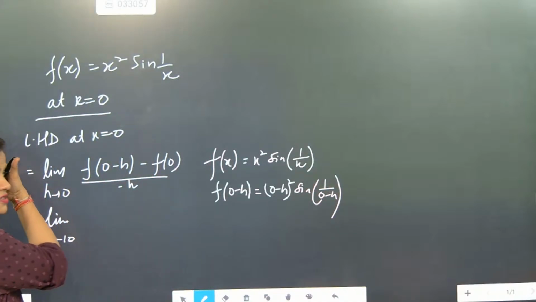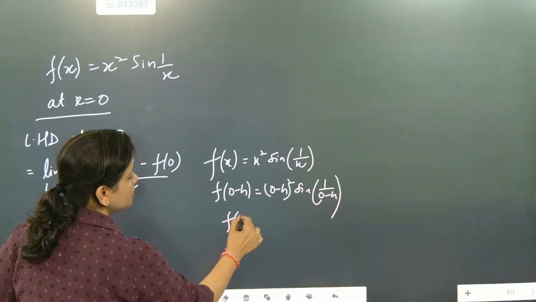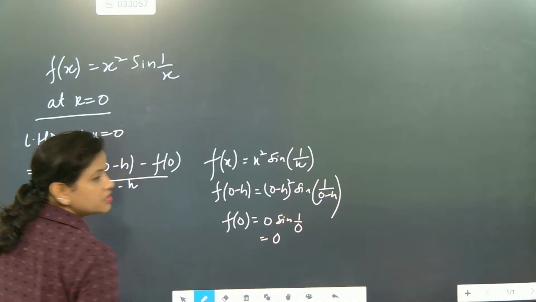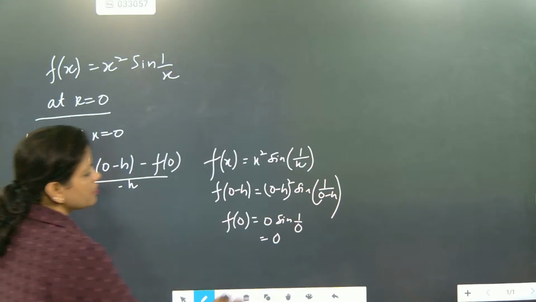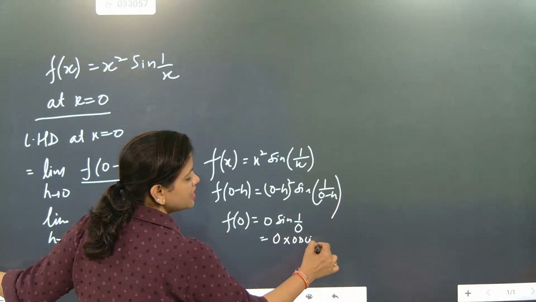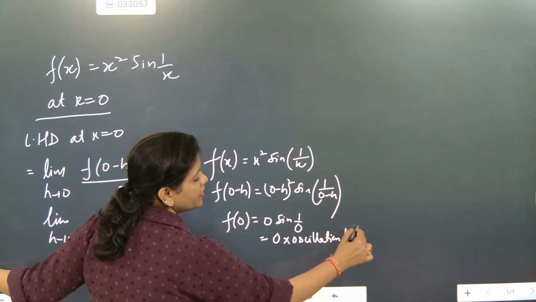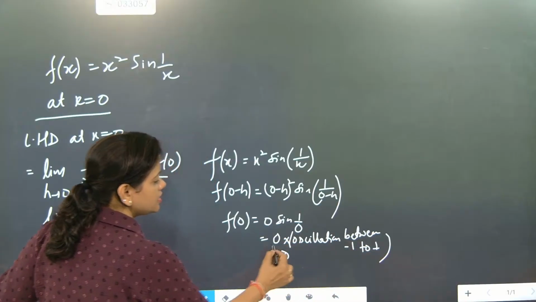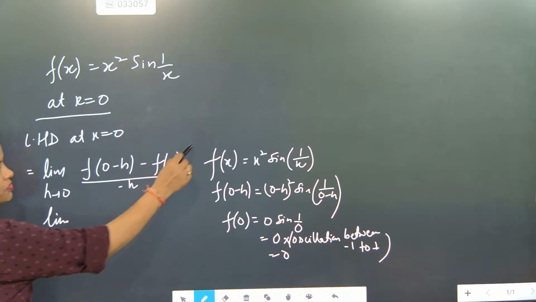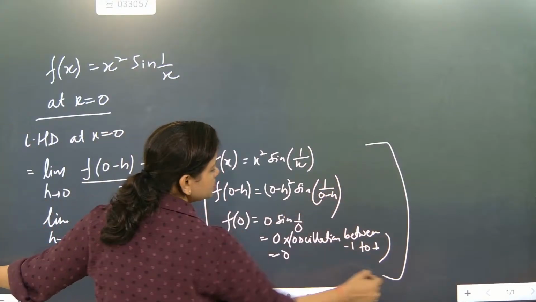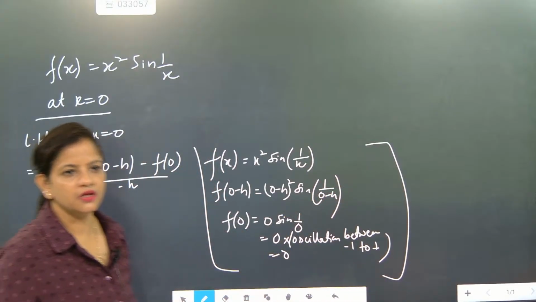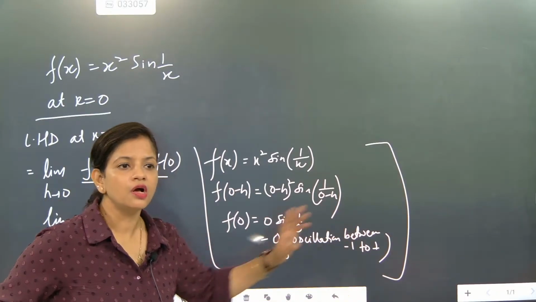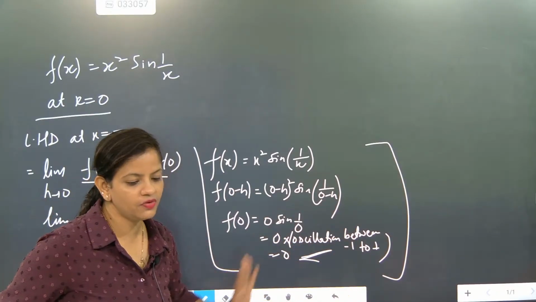Correct? And when we write f of 0, it will become 0 into sine 1 by 0. Since 0 is multiplied to this, it will become 0. Why? Because 0 into oscillation between minus 1 to plus 1. Please don't forget to write this one. In rough section you must identify this part, because 1 by 0 means infinity will come. So we must write that it is not infinity, it is oscillation between minus 1 to plus 1. This line must be indicated, then only it will become 0.